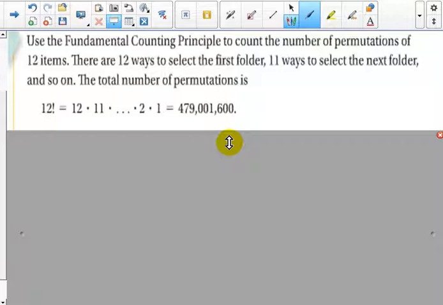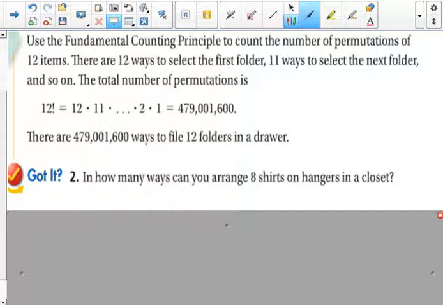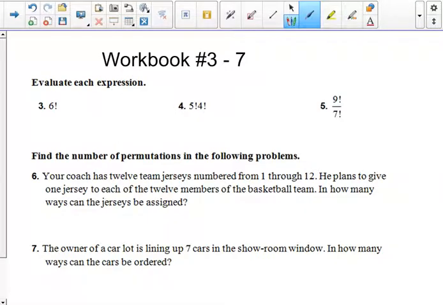So we have a similar example for number 6. It says there are 12 jerseys numbered 1 through 12 to give one jersey to each of the 12 members of the basketball team. In how many ways can the jerseys be given out? So that's basically the same answer. Yes. So 6 and 7 are just like this, okay? So you'll work those at home, and we already have 6 done. So basically you're going to do 5 and 7 at home.